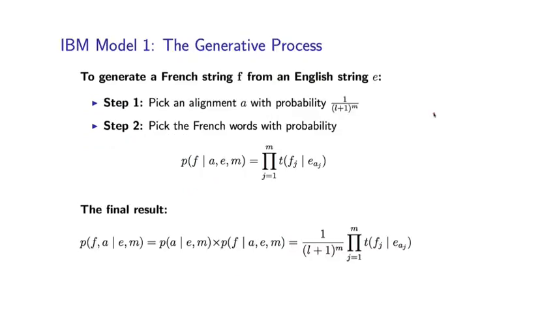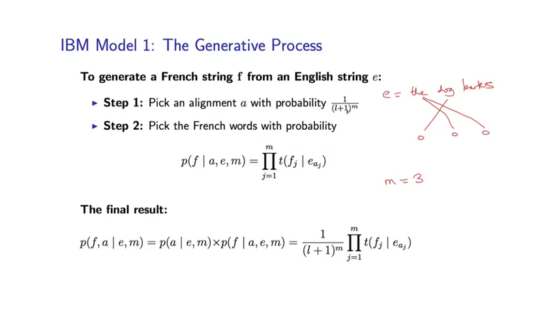So intuitively, IBM Model 1 corresponds to the following generative process. So we have some English string. So for example, we might have the dog barks. And we have some length of the English string. For example, m equals 3. So we have 3 possible French words. And so here's how we proceed. So firstly, we pick some alignment, A, uniformly at random from the space of all possible alignments. So we might, for example, pick some alignment like this.